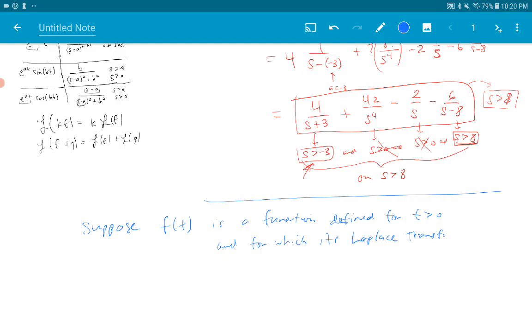Right? There are some functions whose Laplace transform will not converge. So it's a function for which its Laplace transform exists on a certain interval of s.